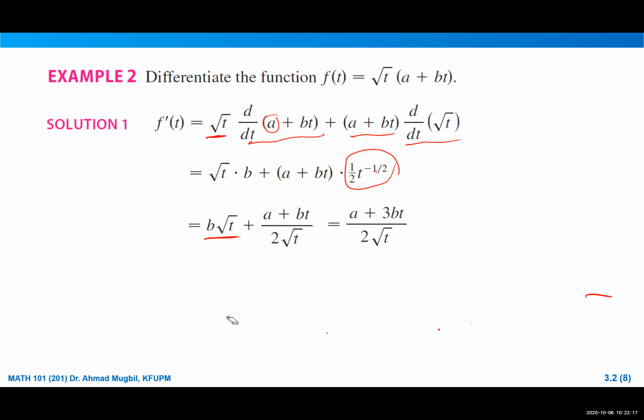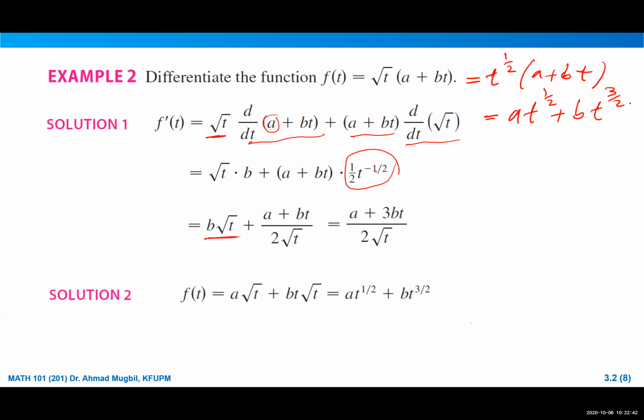Believe it or not, there is an easier way to solve this. So don't always think about the product rule. Sometimes you don't need to use the product rule. Another way depends on this. You can see clearly that this is t to the power a half multiplied by a plus bt. So this is just a times t to the power a half plus bt to the power 3 over 2. Am I right? Yes. So as another solution, you can write it as a power function like this.